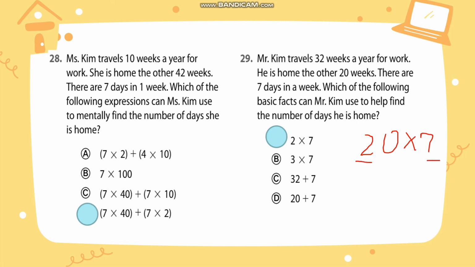And I just want to go back to number 28. Why 7 multiplied by 40 plus 7 multiplied by 2? If you're going to break down 42, it becomes 40 plus 2. Then you need to multiply both by 7. So 7 by 40 plus 7 by 2.